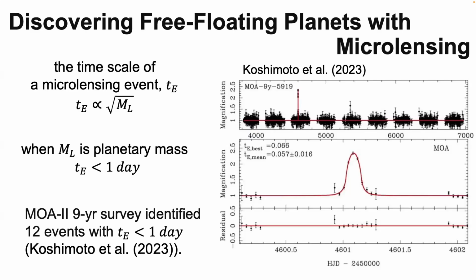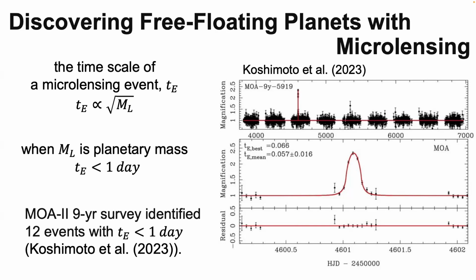As discussed by the previous presenter, microlensing is one of the unique methods to detect cold free-floating planets. The time scale of the microlensing event, t_E, is proportional to the square root of the lens mass, M_L. And when the lens has a planetary mass, this time scale becomes less than 1 day.